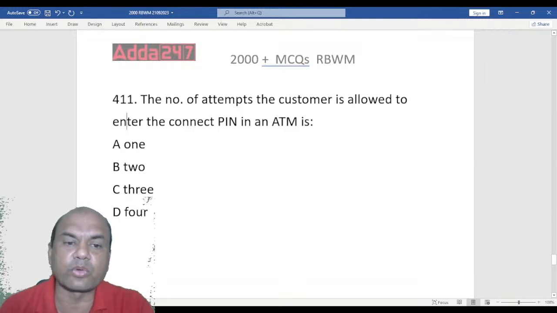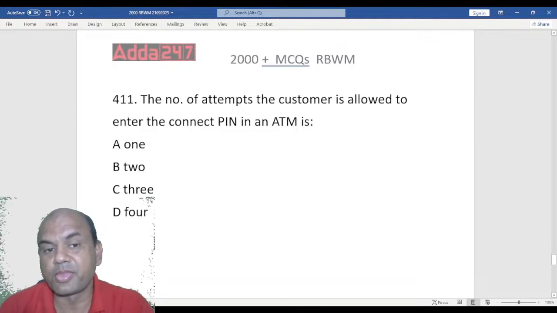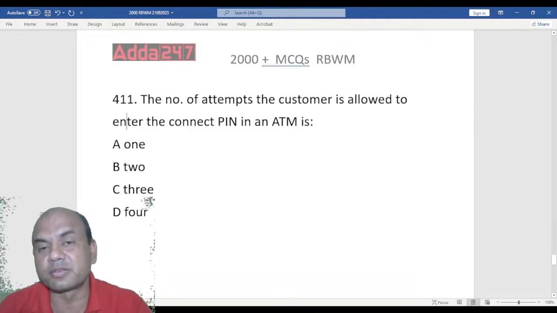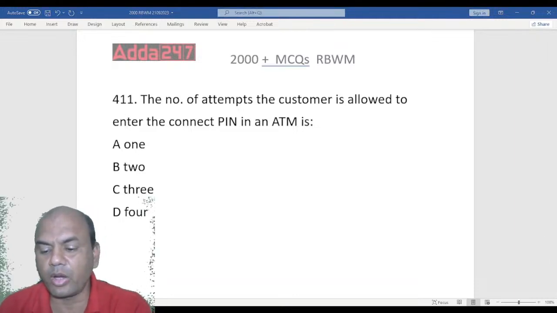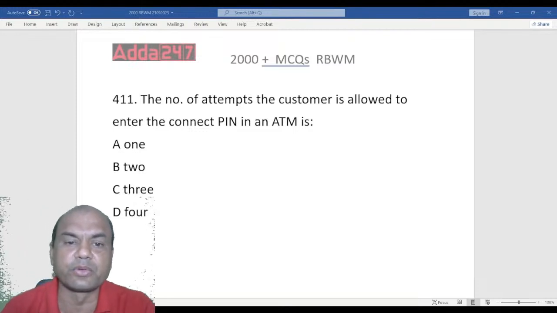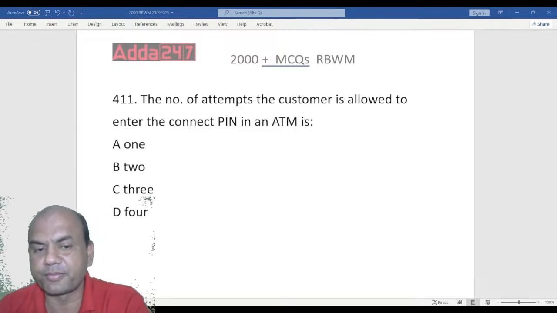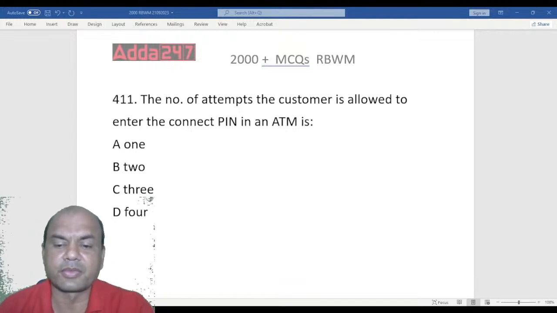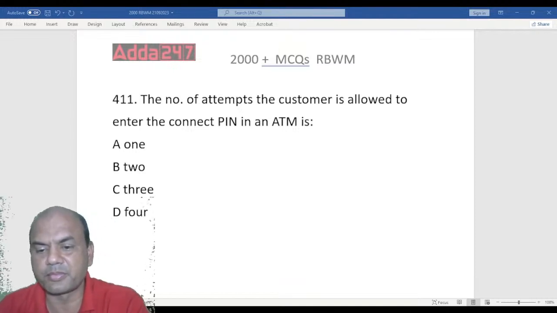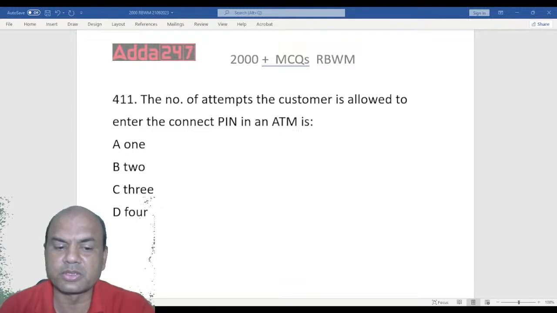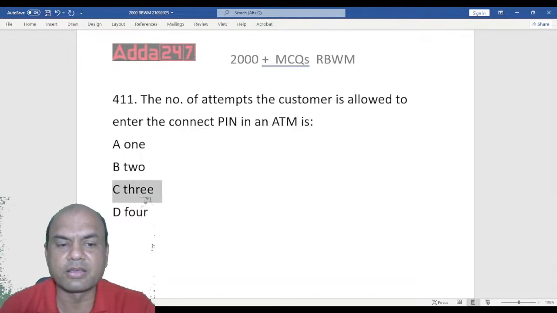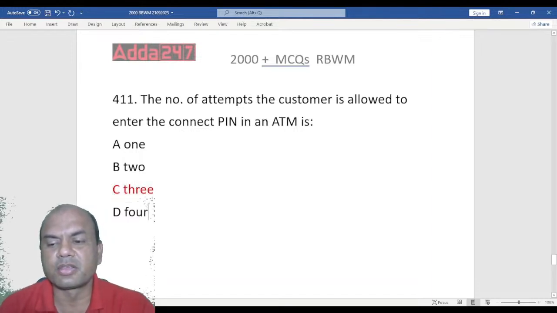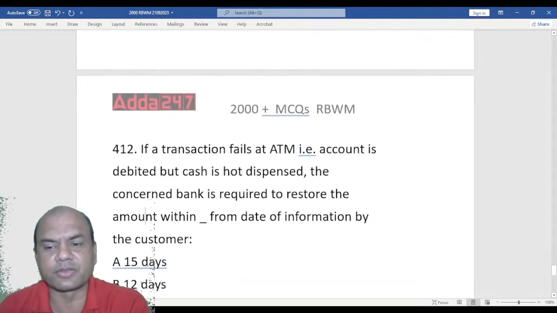The number of attempts allowed. The customer is allowed to enter the correct PIN in the ATM a limited number of times. How many times can you enter the wrong PIN? That is the basic question, isn't it? So how many times does this ATM allow you to enter the wrong PIN? 1, 2, 3, 4. Correct, 3. Next one.